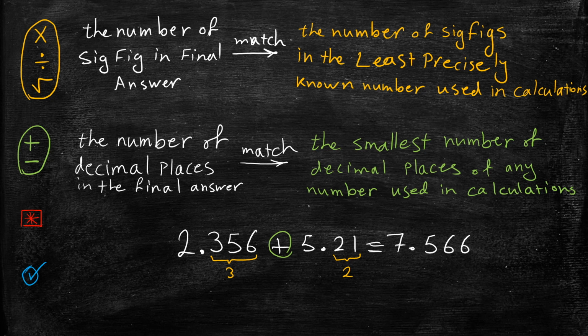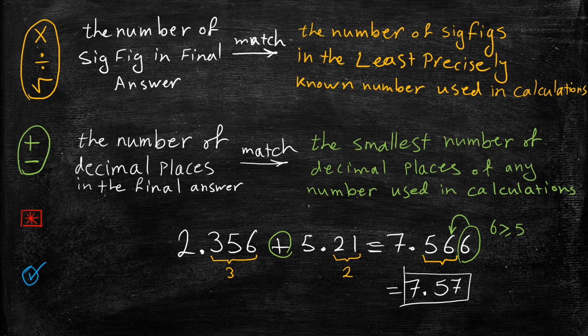7.566. Now, since we're keeping only 2 decimal places, I'm looking at the immediately next digit, which is 6. 6 is greater than or equal to 5, so I have to round up the digit that I'm keeping before that. So 7.57. That's the final answer presented to the right number of significant figures.